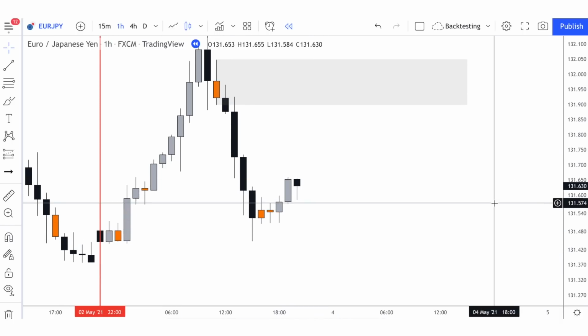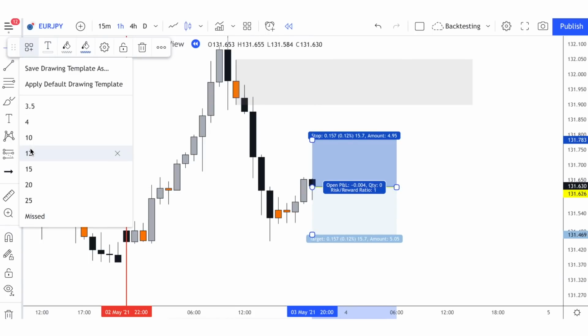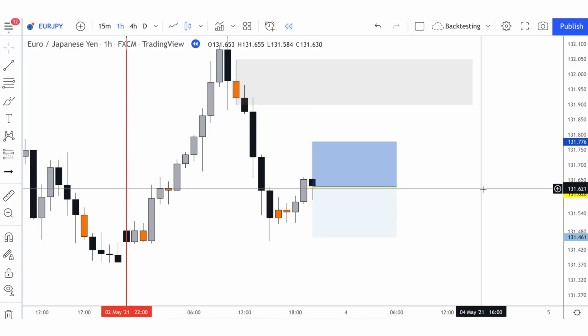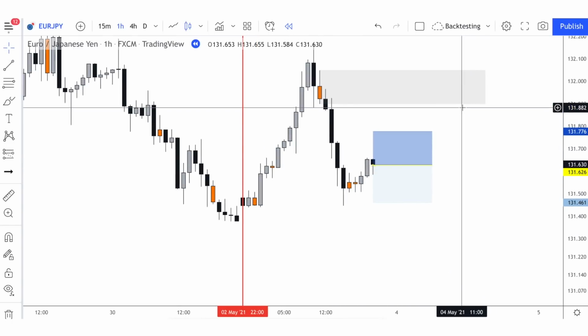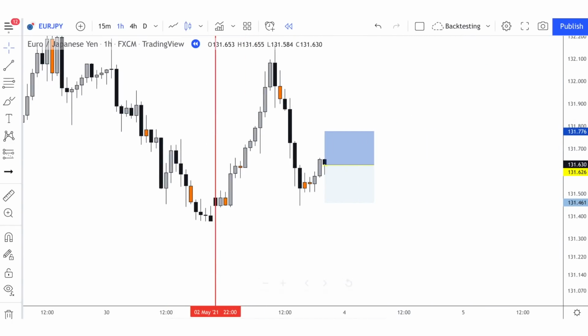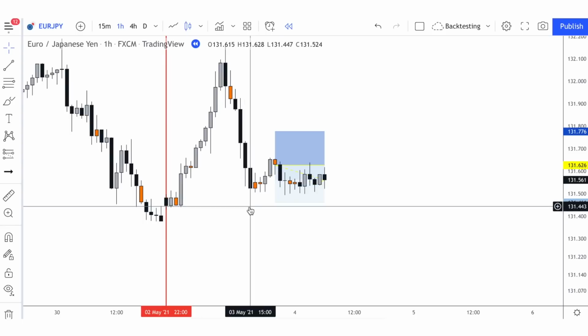And here we go. Let's take a sell. And I'm going to take the sell here with a 15 pip stop loss. And let's see how price reacts to that. We are not moving our stops until we break this low here.